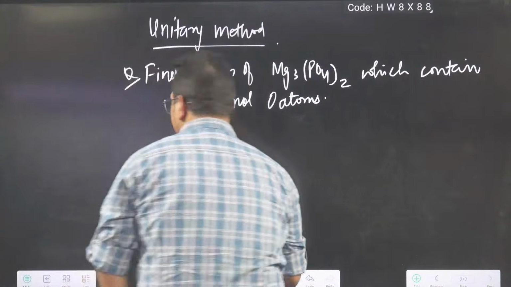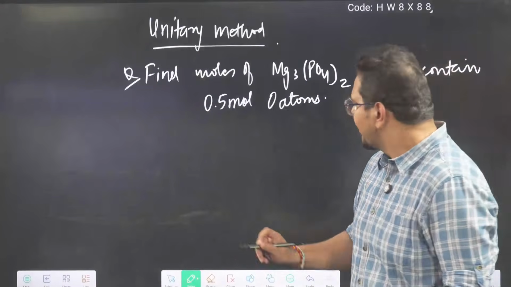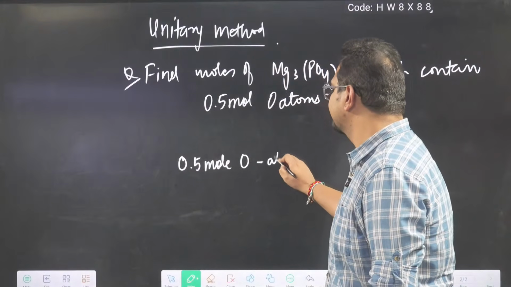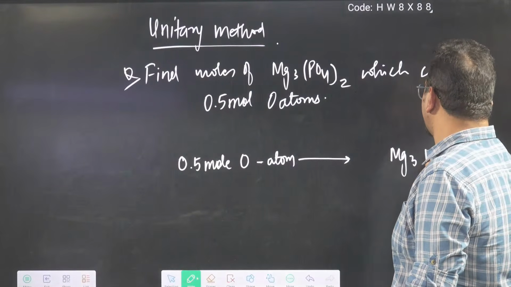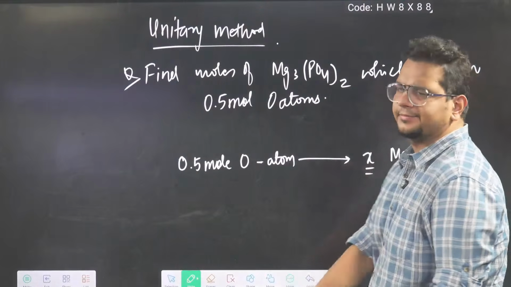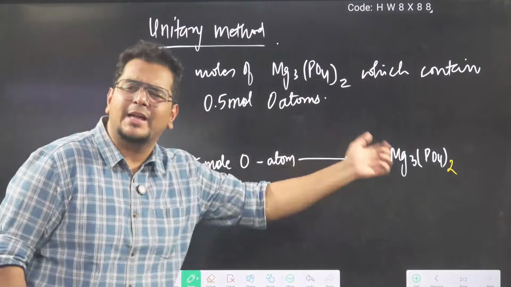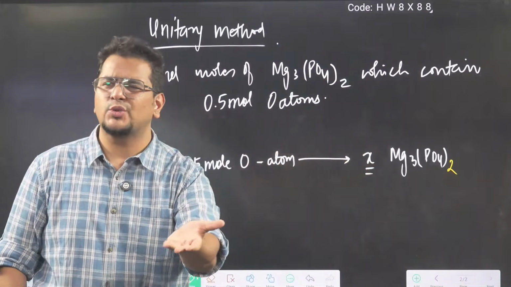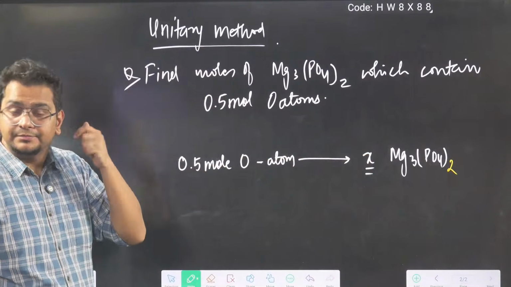For doing this kind of question, we firstly have to find what they are giving and what they are asking. They are giving 0.5 mole oxygen atom, and they are asking you magnesium phosphate moles. Whatever I don't know, I can take it as X. So I will take the magnesium phosphate number as X. Mole is also a number only, unit of number. I will take magnesium phosphate X, oxygen atom 0.5 mole.